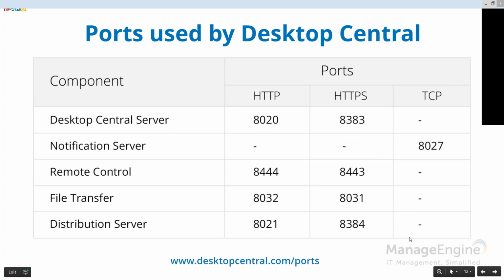What are the ports used by the Desktop Central product? The Desktop Central application uses various ports. We support HTTP and secure mode HTTPS over TCP. For example, the Desktop Central product runs on 8020 and 8383. In case you want, you can change the ports anytime. As you can see in the slide, all the ports are based on the features that you want to use in our product, such as remote control ports and the file transfer port. All these ports can be changed at any moment.